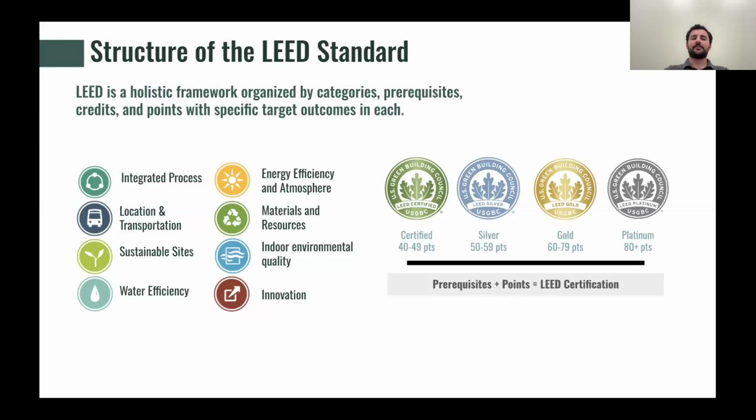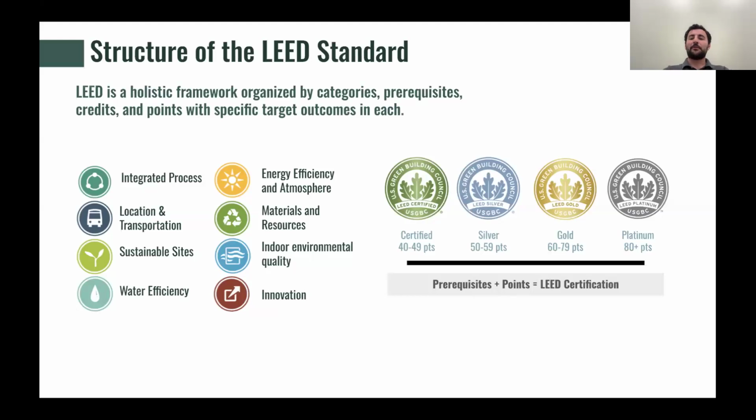The materials and resources section encourages responsible material selection and waste reduction. Emphasis is placed on recycled or responsibly sourced materials, selecting products with environmental transparency, such as environmental product declarations, and minimizing construction waste. Indoor environmental quality focuses on the human aspect and the occupant health and comfort. Looking at credits like daylight access, thermal comfort, acoustic performance, and indoor air quality ensure that individuals within the space are exposed to the best experience possible.